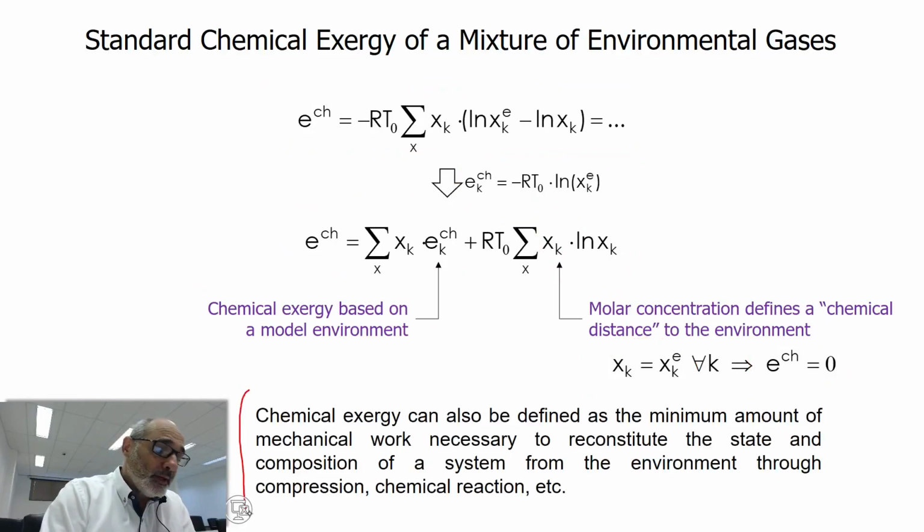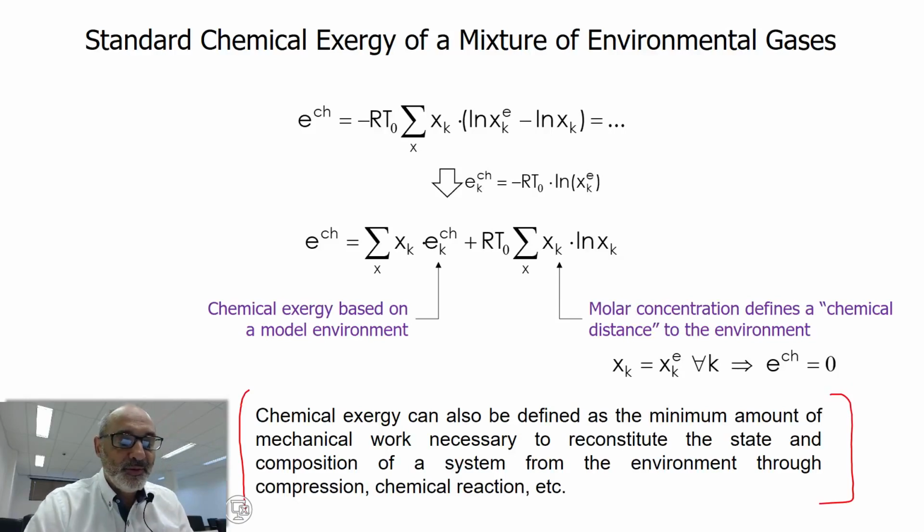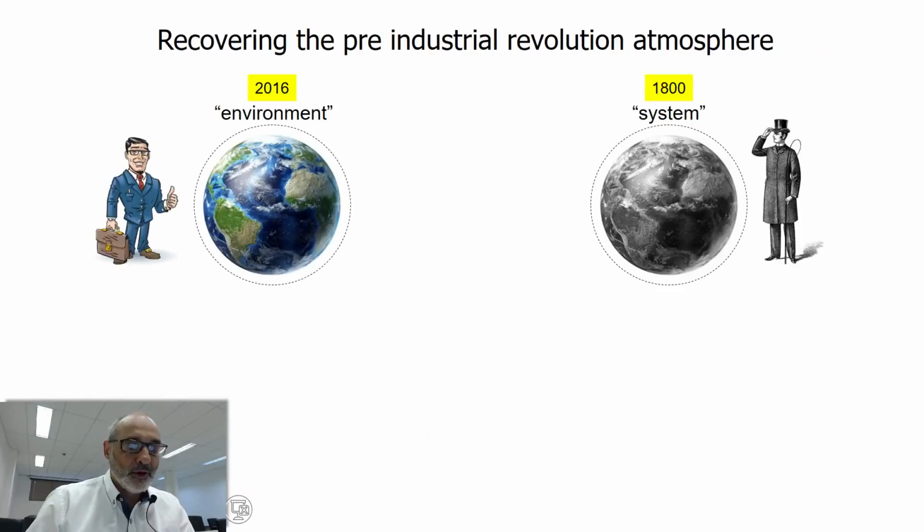As I already said, chemical exergy can also be defined as the minimal amount of mechanical work necessary to reconstitute the state and composition of a system from the environment through compression and chemical reaction. We did not analyze chemical reaction, but we can do it in a few moments. I just want to elaborate an example with you before going to chemical reactions. I'm controlling my time because I don't know if I'm going to be able to cover all the subject today.